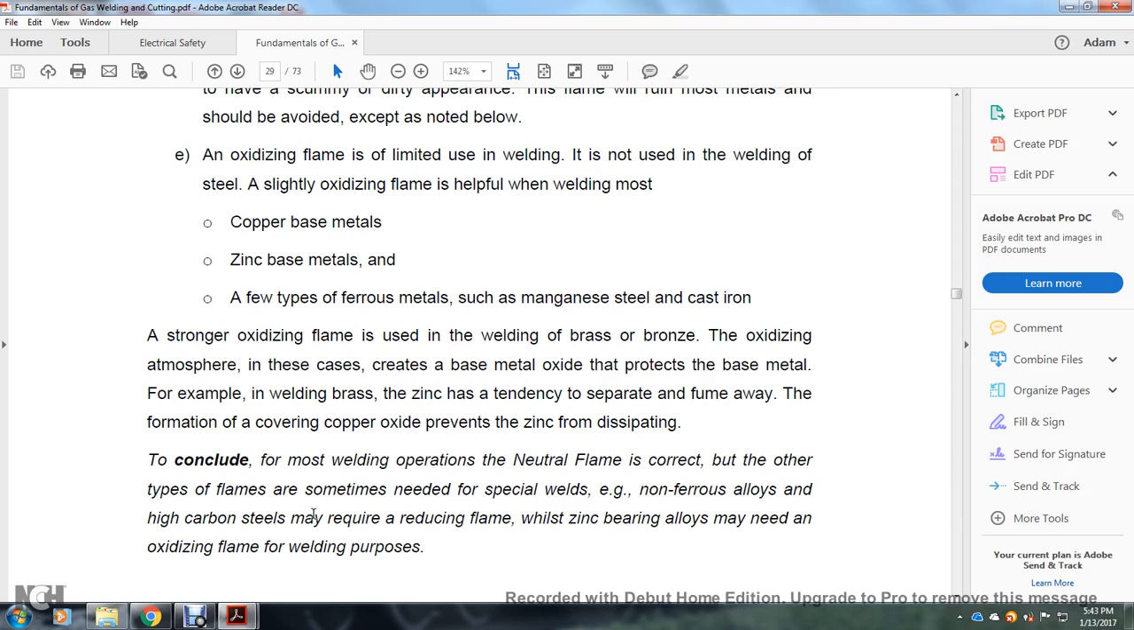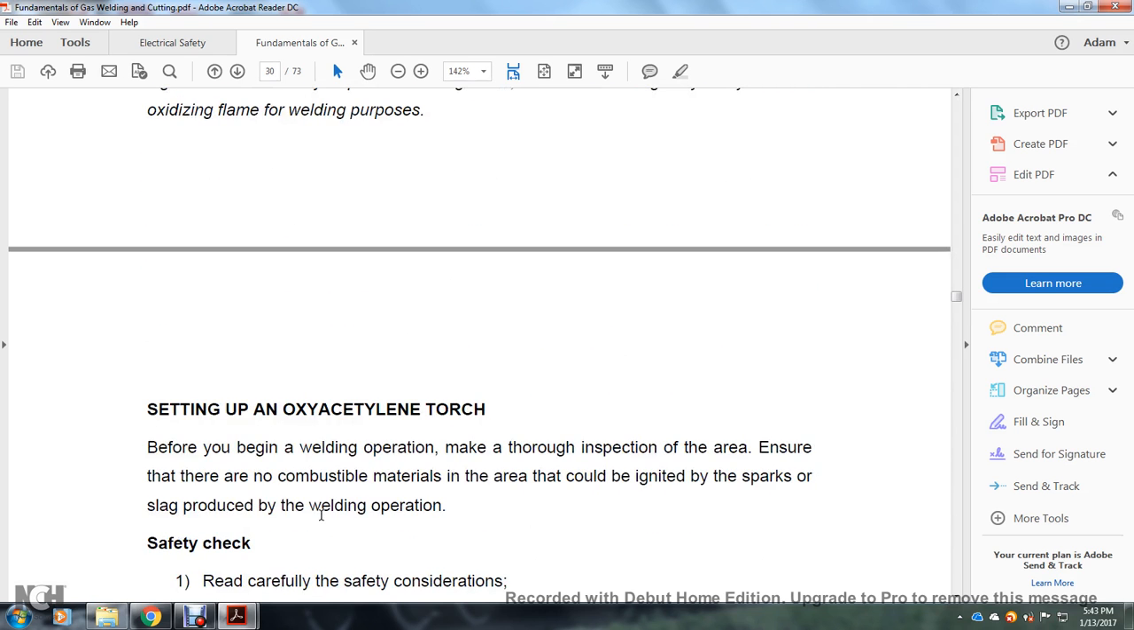Non-ferrous alloys and high carbon steels may require a reducing flame. Zinc-bearing alloys may need an oxidizing flame for welding purposes.